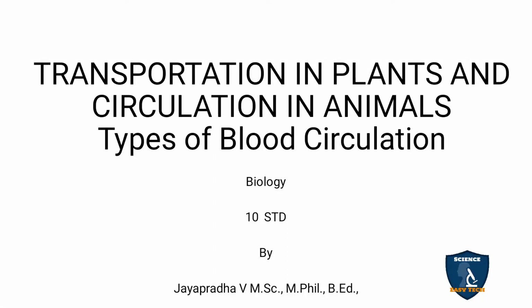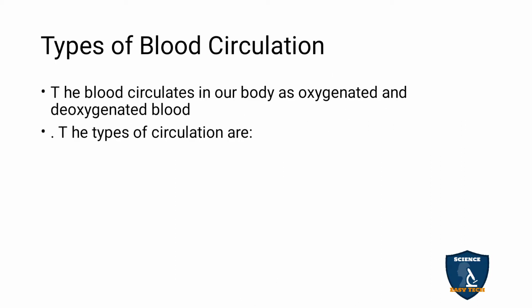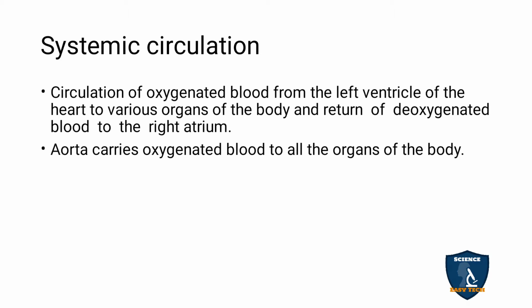In this video, we are going to discuss the types of blood circulation in animals. As we all know, in our body, the blood circulates in the form of oxygenated blood and deoxygenated blood. So, the types of blood circulation are systemic circulation.